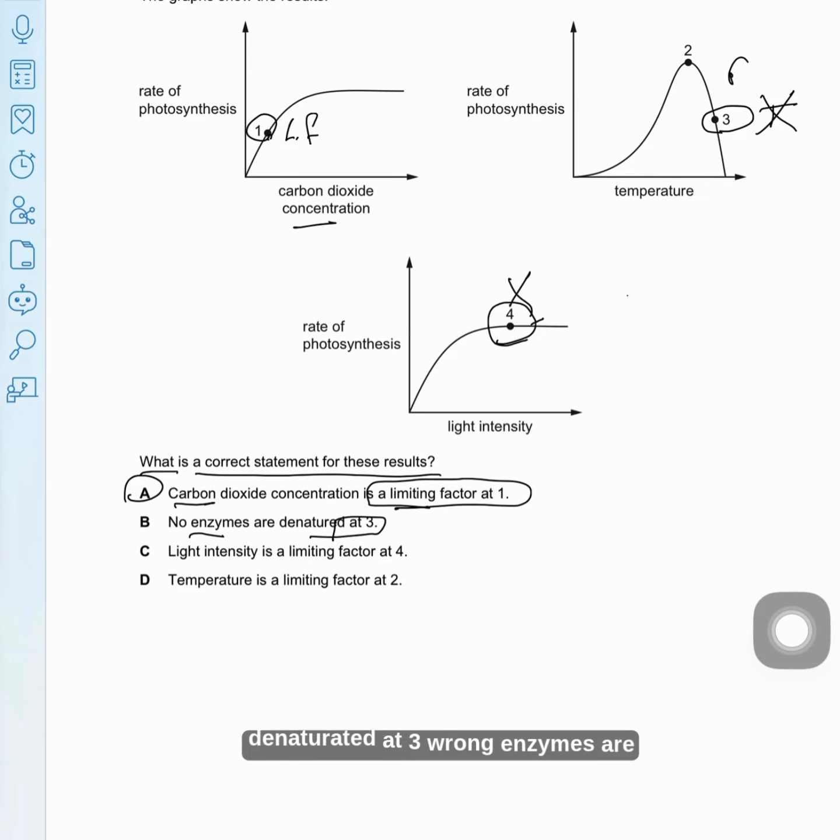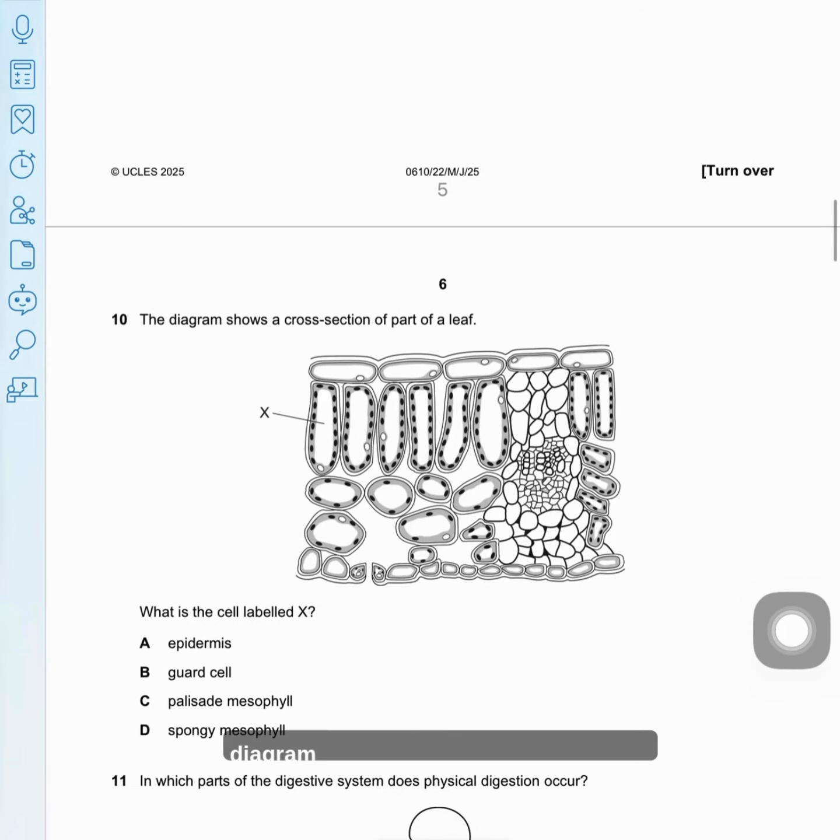Wrong. Enzymes are denatured. Light intensity is a limiting factor at 4. Wrong. Temperature is a limiting factor at 2. Also wrong. Next, number 10.